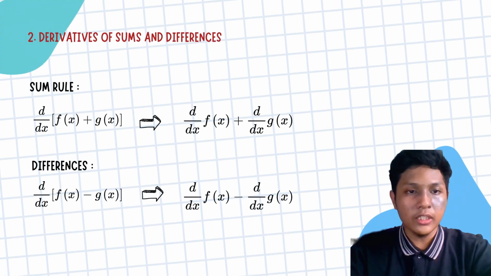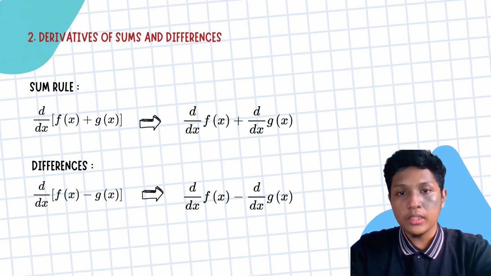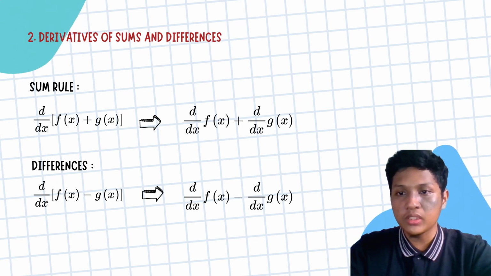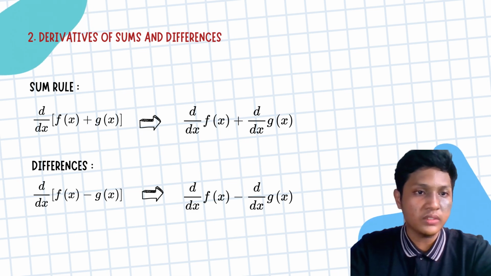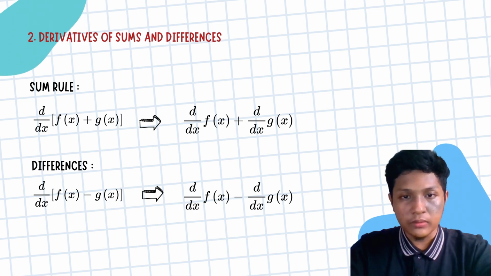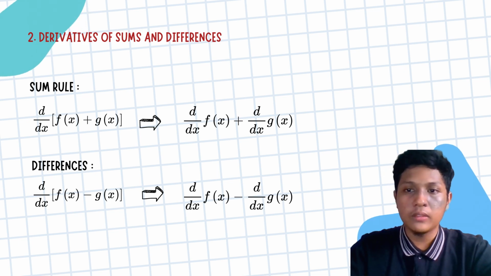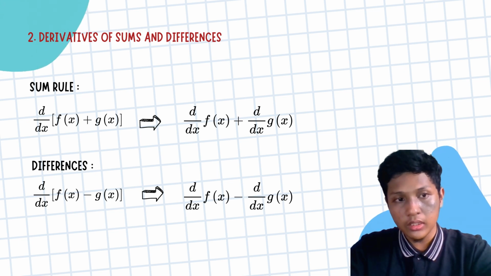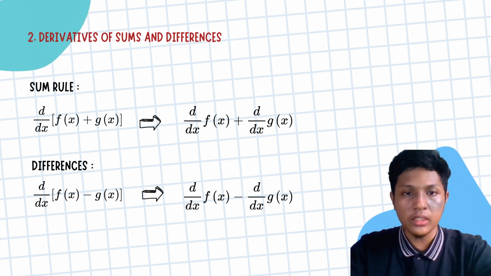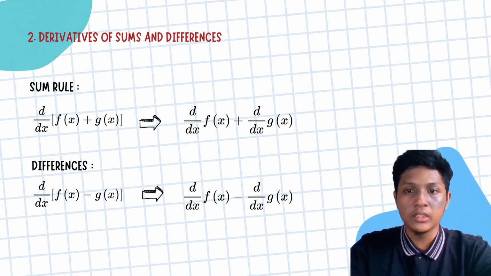The second technique is derivatives of sums and differences. The sum rule is when the derivative of f(x) plus g(x) becomes derivative f(x) plus derivative g(x). So it becomes separated. Now, on to the difference rule. It is the same as the sum rule, but the key difference is instead of adding, it is subtracting. For example, the derivative of f(x) minus g(x) will become derivative f(x) minus derivative g(x), just like in the sum rule.